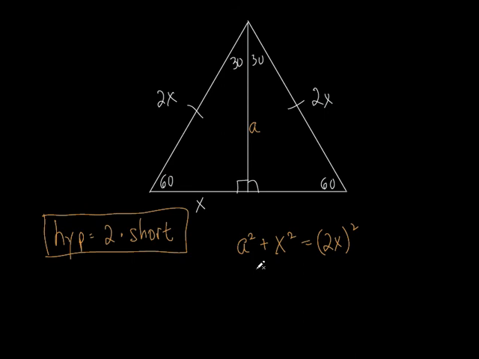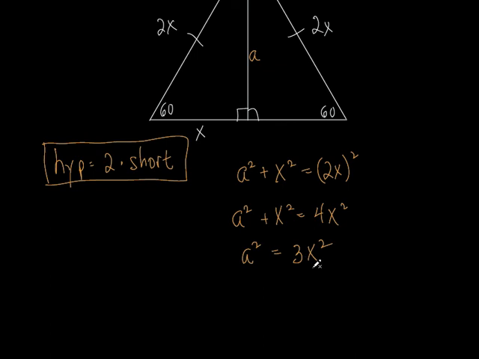What I want to do is I want to get A by itself. So watch. A squared plus x squared equals, what's that going to be? 4x squared. So A squared. Subtract 1x squared from both sides. What's that going to be? 3x squared. Now watch where I'm going with this. Take the square root of both sides. So A equals square root of this. What? The square root of 3 times x.